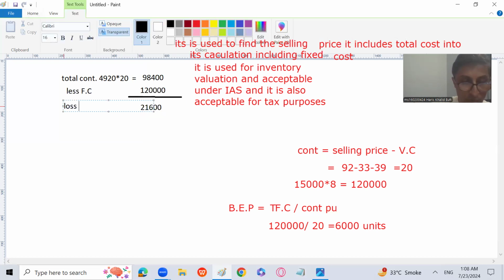Why? Because rent of the building will remain the same. Either you are producing 10,000 units or 20,000, at a certain range, it will remain fixed. After a certain relevant range, it may increase. And if after a certain output it increases again and again, we call it stepped cost, right? And variable cost, we know that variable cost per unit won't change. It will remain the same.